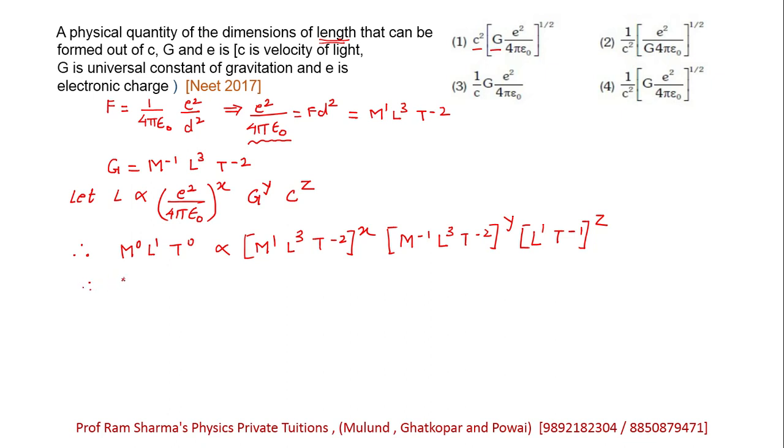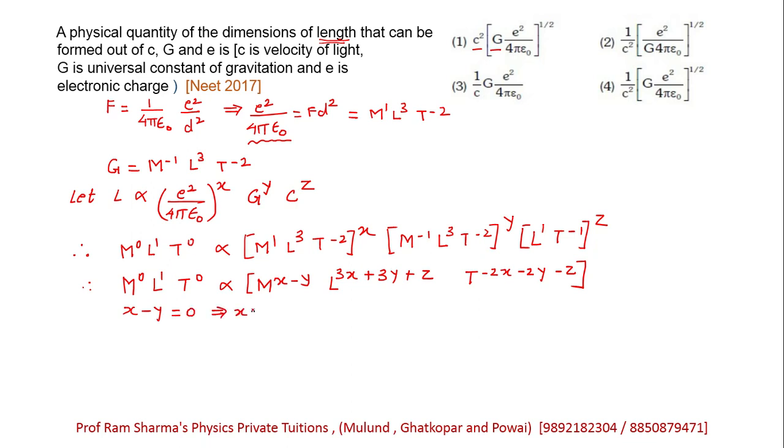Now let us further solve. m⁰ L¹ T⁰ is proportional to M^(x−y) L^(3x+3y+z) T^(−2x−2y−z). Now let's solve. First we will equate the power of M on both sides. The power of M on the right hand side is x minus y and on the left hand side is 0. So from this I get x is equal to y.